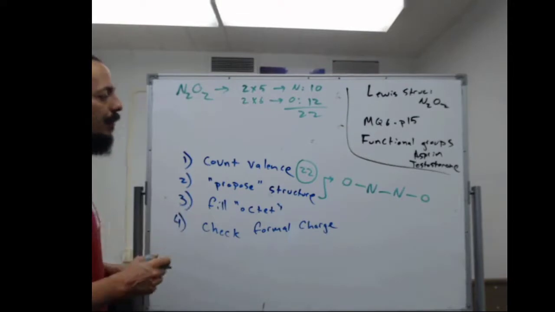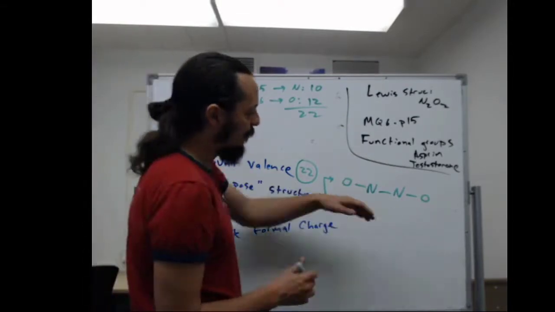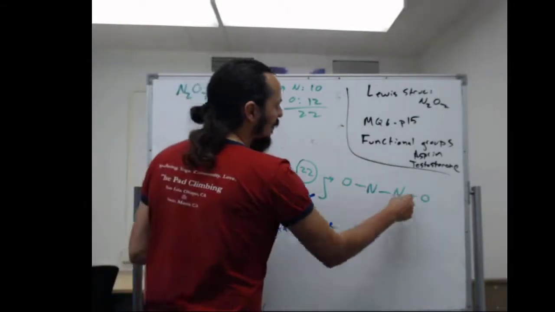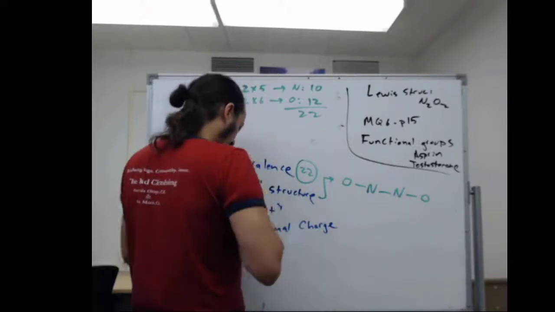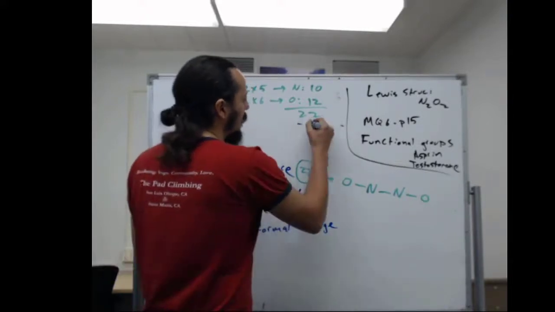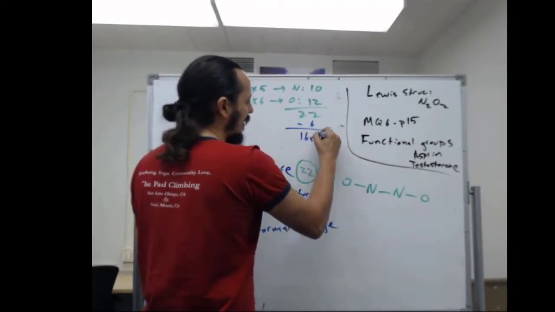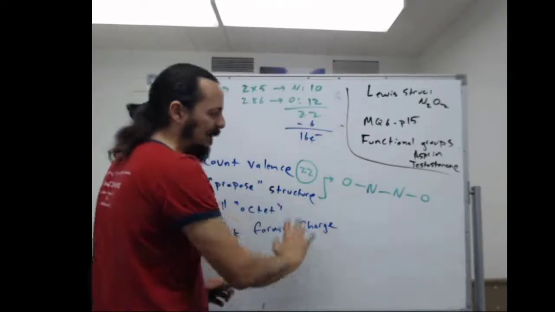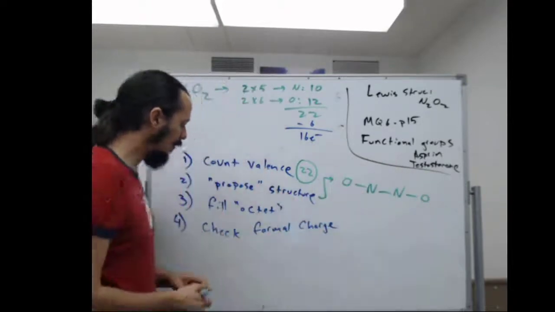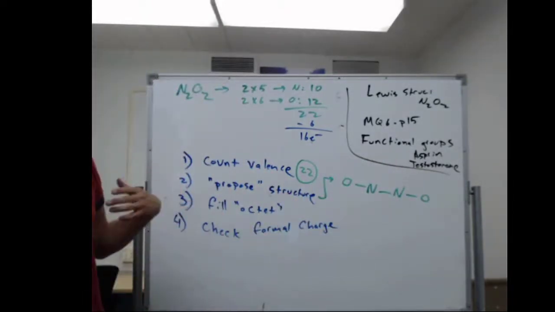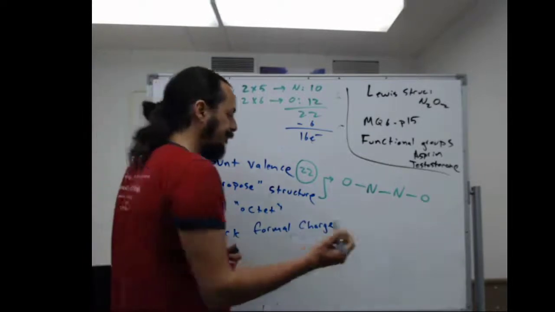And now we want to go through and fill our octets. So you'll notice at this point, I've only used 2, 4, 6 electrons. So I'll subtract 6 there, and that will leave me with 16 electrons left to distribute. So I have to put 16 electrons around this structure, trying to make sure that everything ends up with 8 electrons around it.